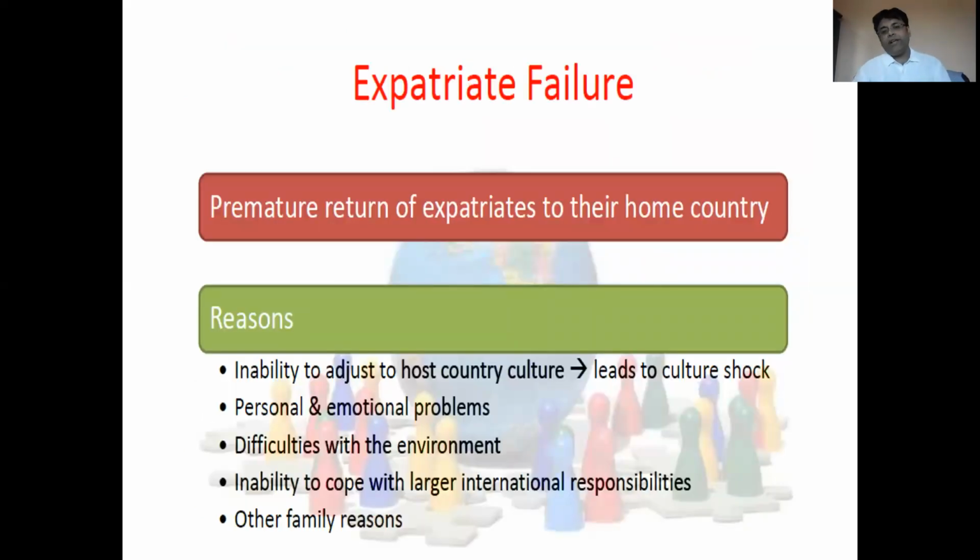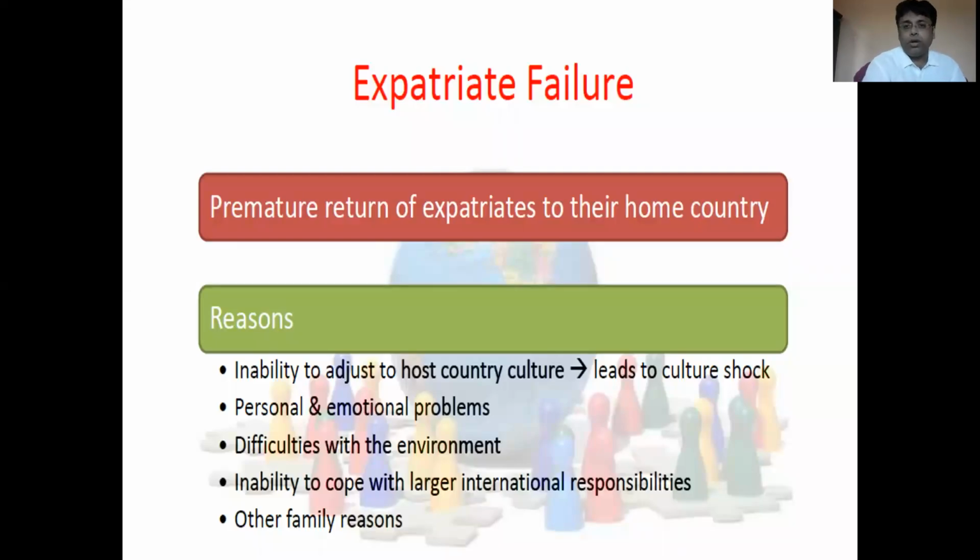Now, why does the expat fail? There are different reasons, like inability to adjust to the host country culture, which leads to cultural shock. That is a possibility. Personal and emotional problems you may have. I mean, ultimately the person is a human being, so you'll have his personal and emotional problems. So that may be a reason for the failure. And the difficulties of the environment and the inability to cope with the larger international responsibilities and other family reasons.